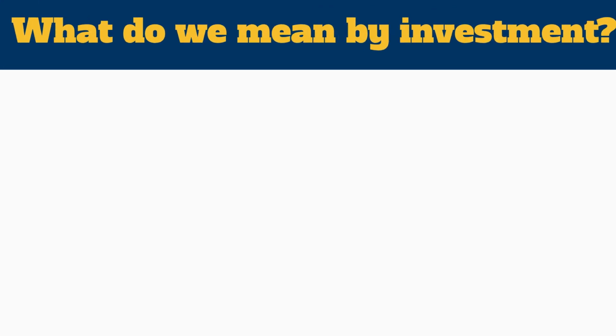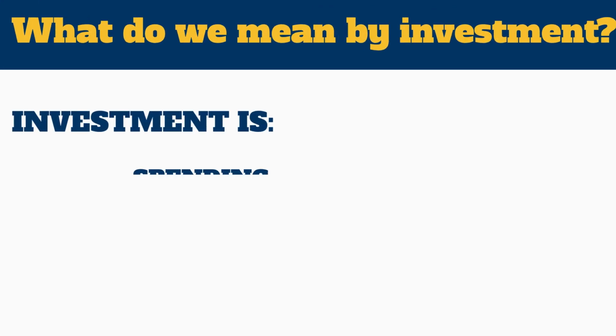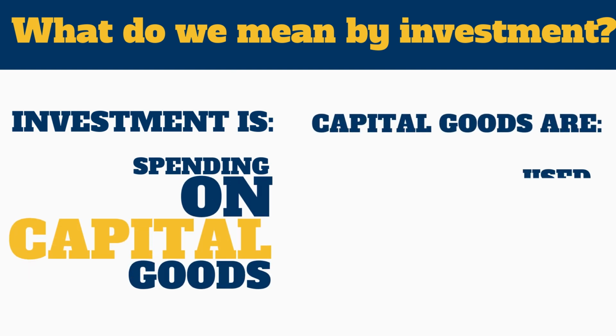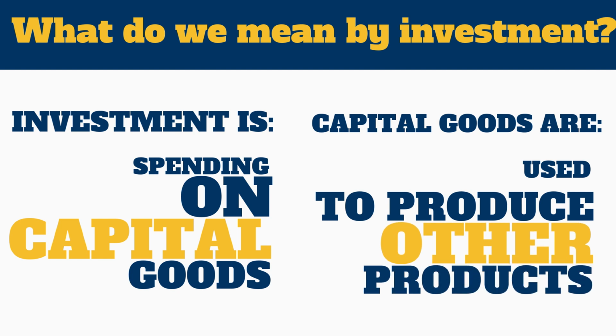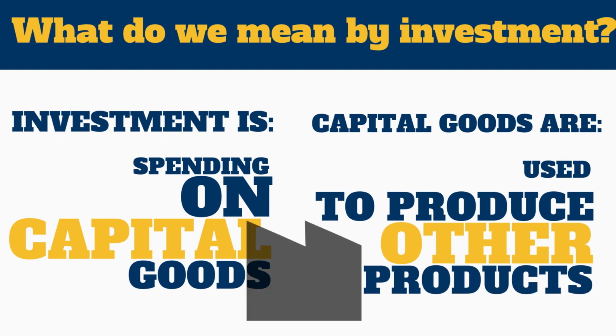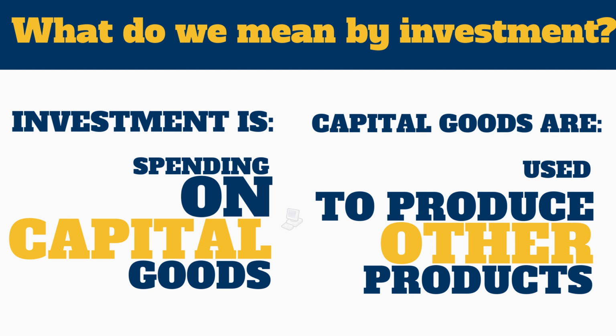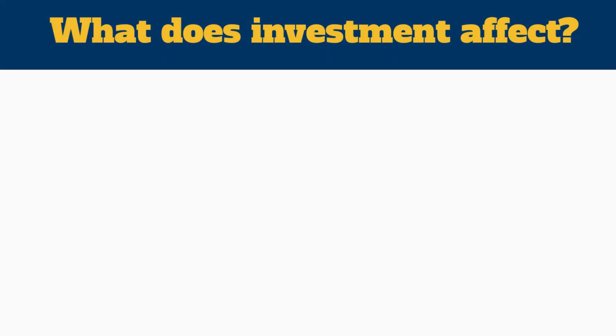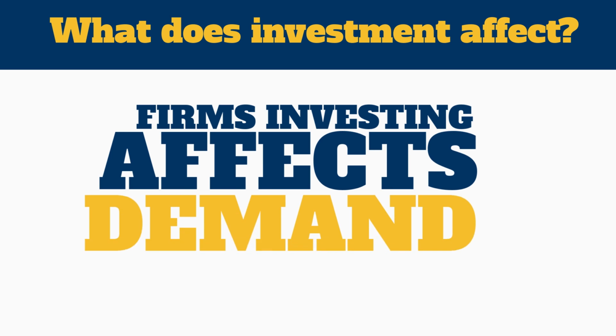Firstly, what do we mean by investment? Well, investment is defined as spending on capital goods. And capital goods are products which can be used to produce other products. So this includes things like new factories or machinery, as well as new software or computers. And this type of spending by businesses affects a lot of things in an economy. But we will break them down into things which affect demand in the economy and things which affect supply in the economy.